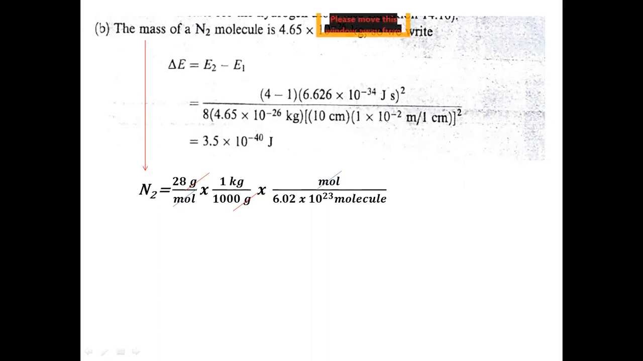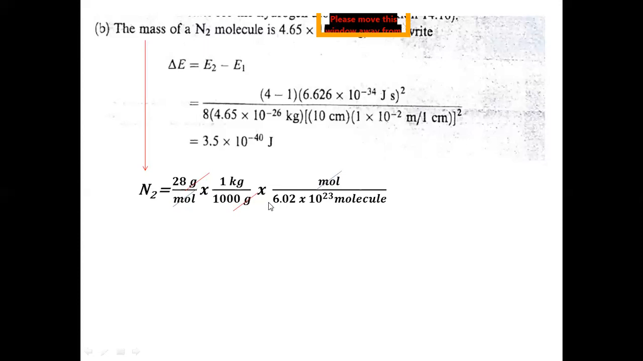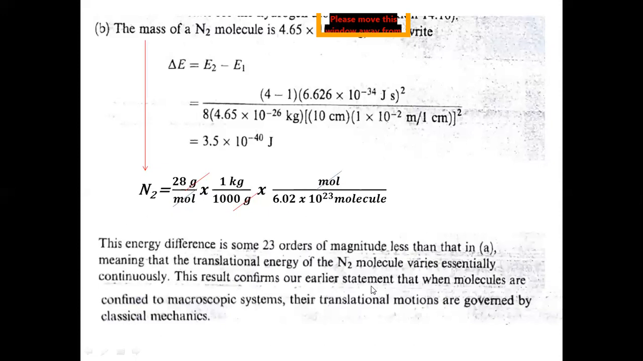So let's see actually what this value is giving you, the significance of this value, the energy difference in case of the nitrogen molecule, which is placed in the 10 centimeter container, and this was the energy difference when the electron was placed in 0.1 nanometer. That means one is the micro state and the other one is the macro state, or you can say the quantum mechanics or the classical mechanics. So this is the outcome, or you can say this is the comparison between the energy difference of the electron and the nitrogen molecule. So this energy difference is around 23 orders of magnitude less than what we calculated in part A.